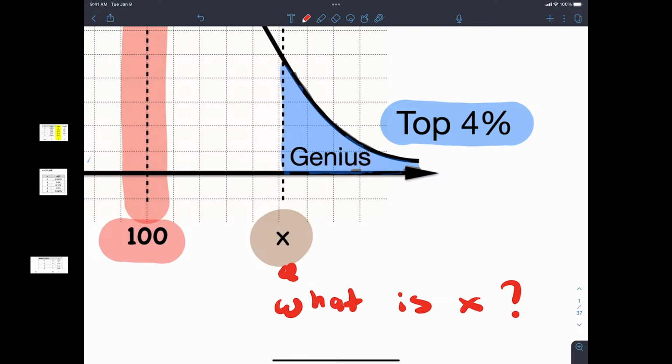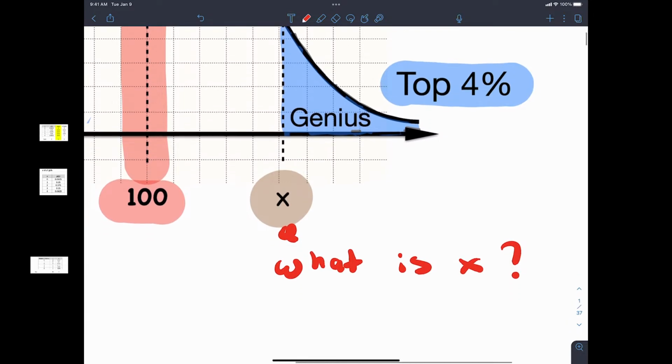And that's what they're saying. So the definition of somebody who's a genius, you're just in the top 4%. So the question is, what is the value of X that corresponds to this, to be in the top 4%? That's really what's going on here.